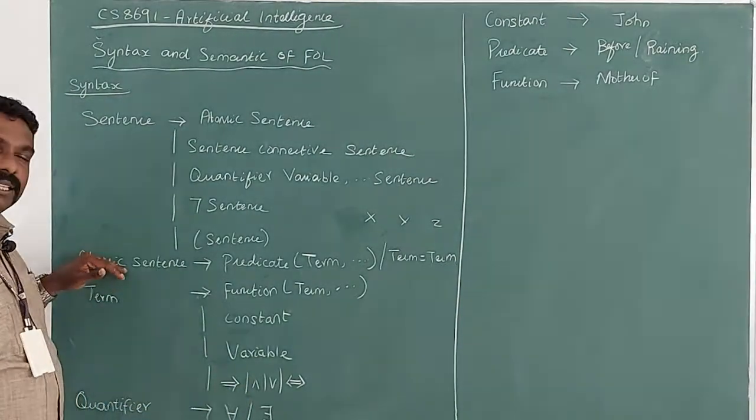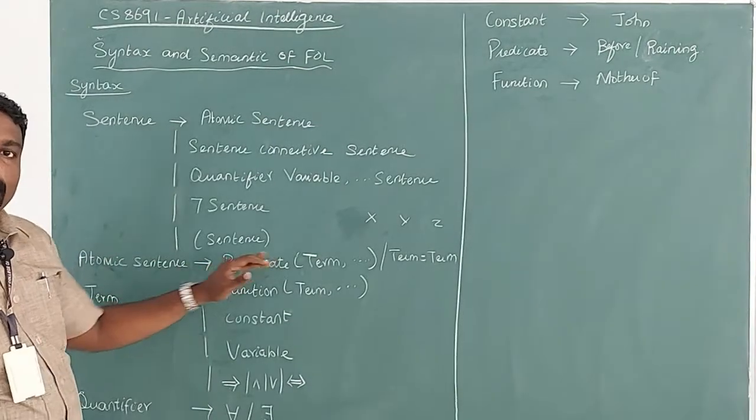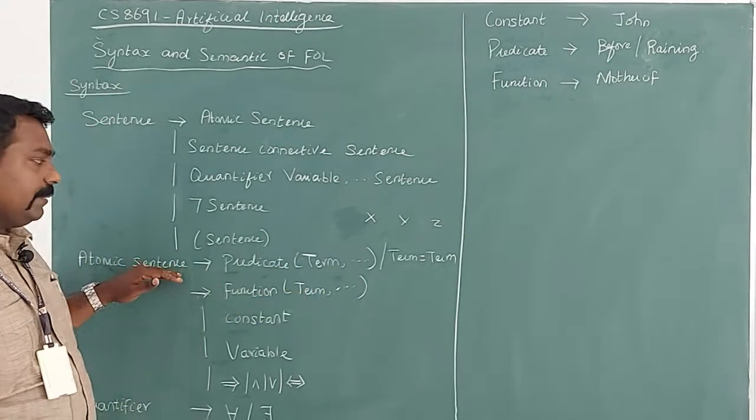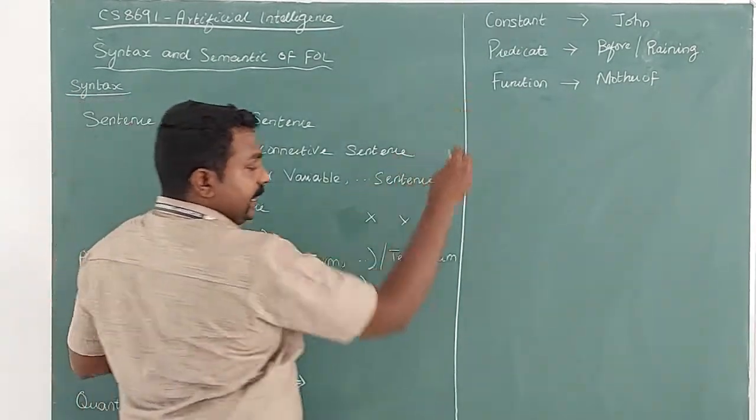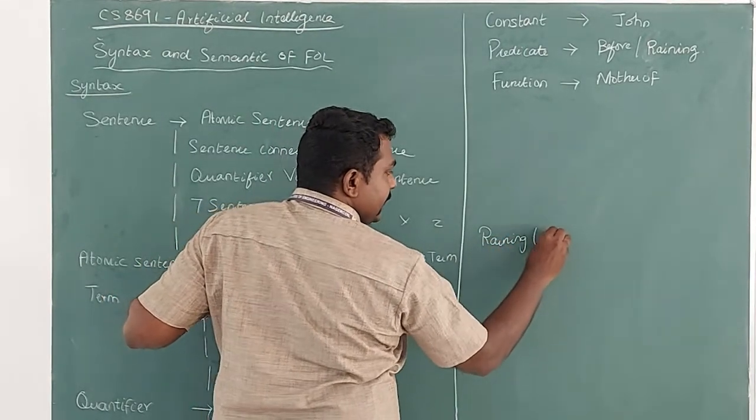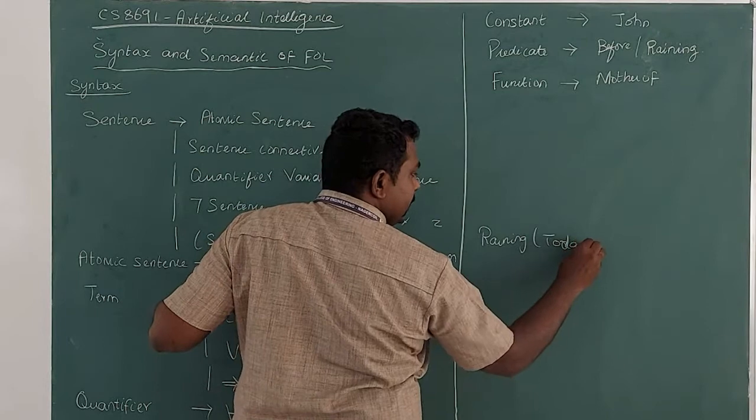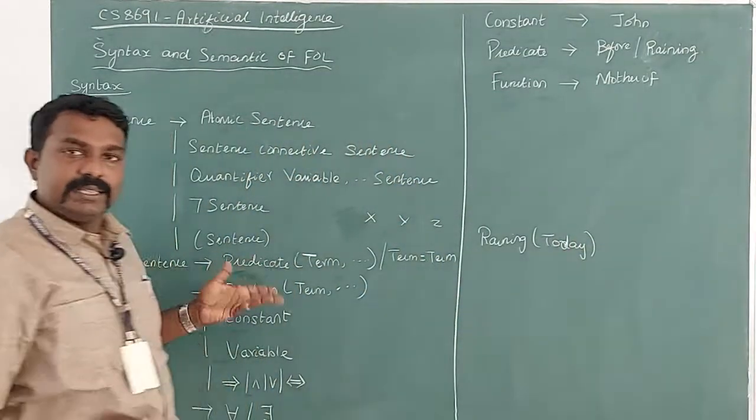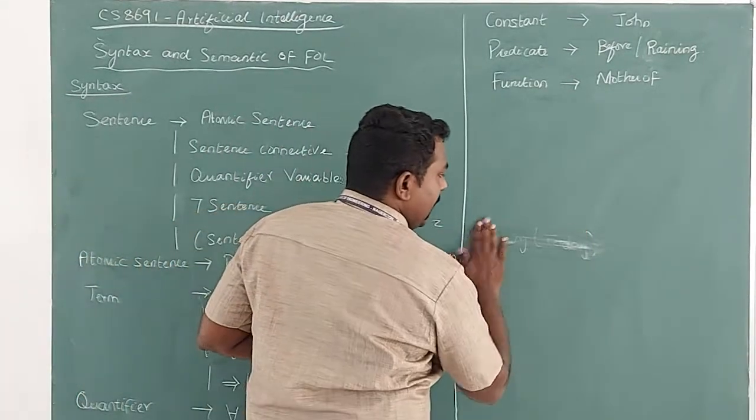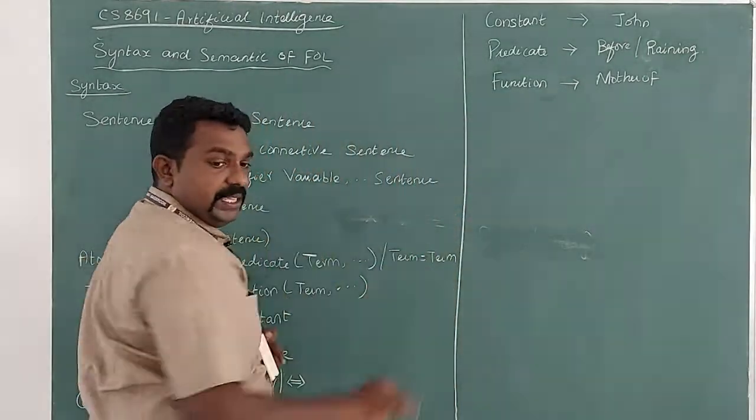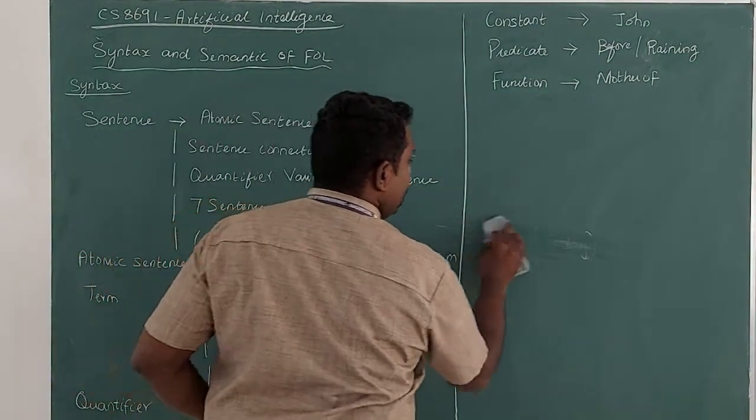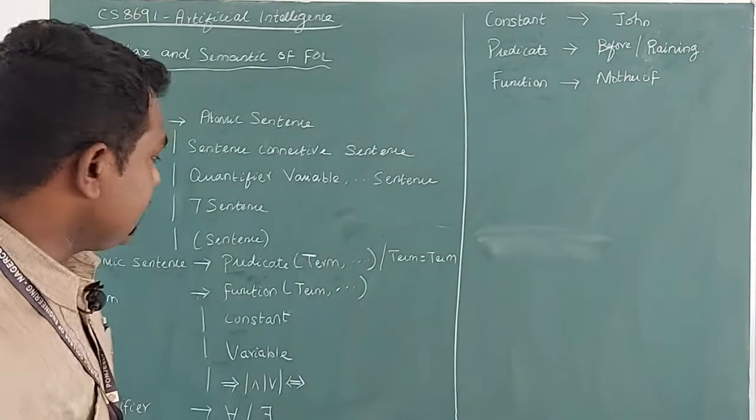So an atomic sentence has a predicate followed by a term. An example for this atomic sentence: if you take raining, within brackets I will write the term today. Today is raining. So like that I can write. It's just an example. I will teach you in detail how to frame the sentences in the next session. Today I am going to teach you only the syntax.